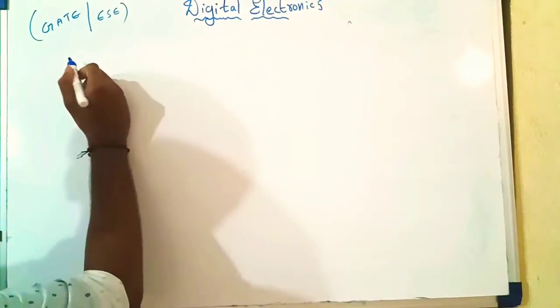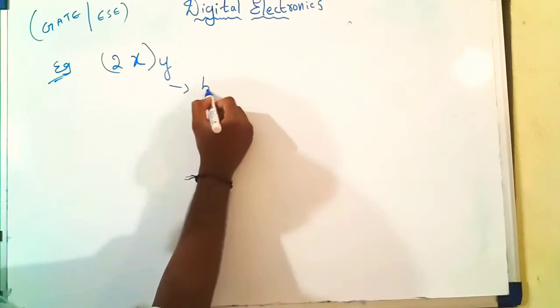Let's see another example. This is 2x in base y. Here this is the base and these are the digits.